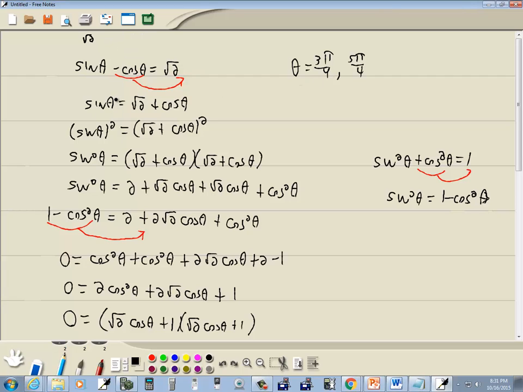Now 5 pi over 4. Sine of 5 pi over 4 is negative square root of 2 over 2, minus, and then cosine of 5 pi over 4 is a negative square root of 2 over 2. Negative becomes positive, and negative square root of 2 over 2 plus square root of 2 over 2 gives us 0. So that one does not check, and our only answer is this 3 pi over 4.